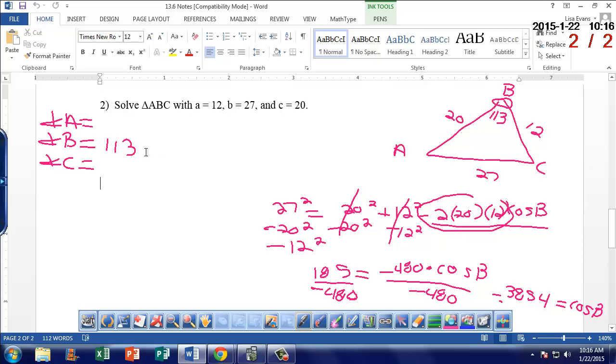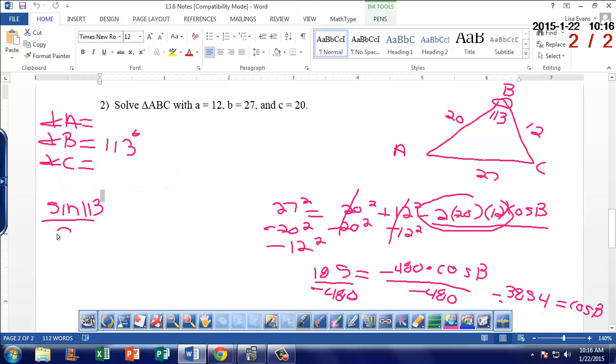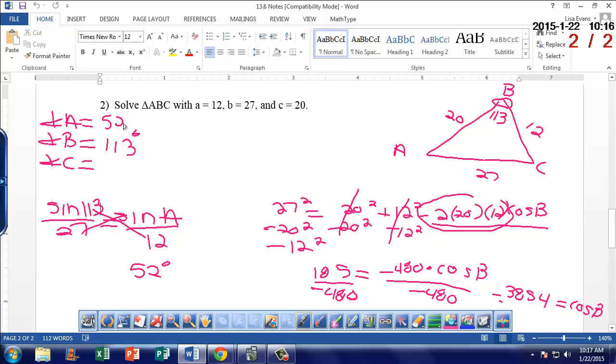Okay, now that we did that, you can go ahead and use law of sines and find whichever angle you want. So on my homework, I just happened to do A next. So we're going to do sine of 113 divided by 27 equals sine of A over 12. Go ahead, cross multiply. Once you do sine of 113 times 12, you're going to divide it by 27, and you're going to do the inverse to get A. A ends up being 52 degrees. Once you get that, we're done.